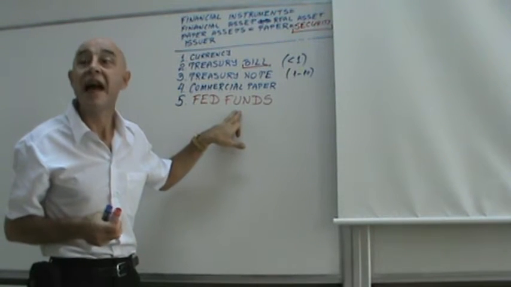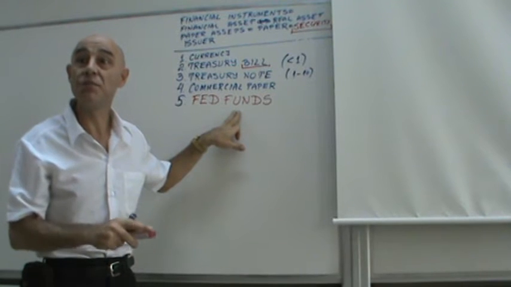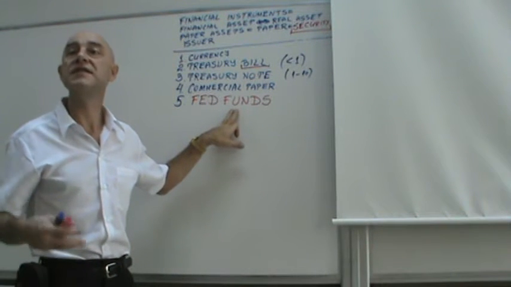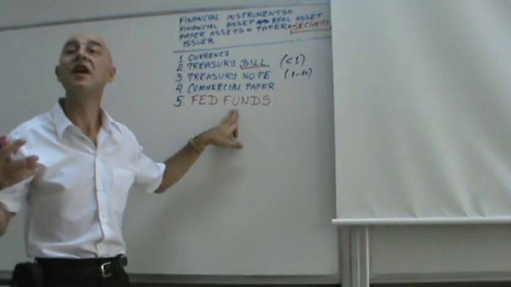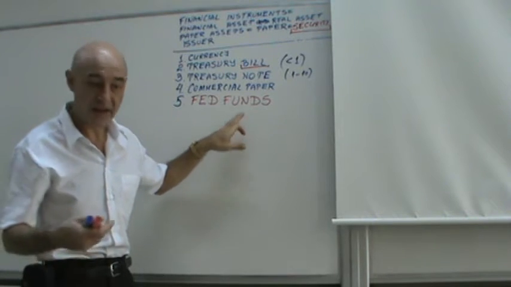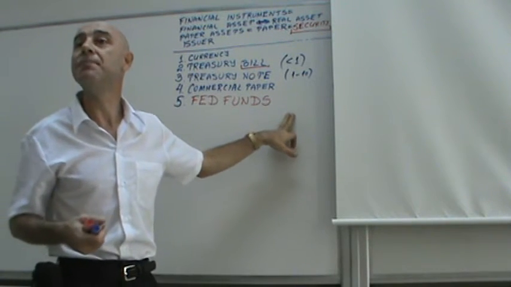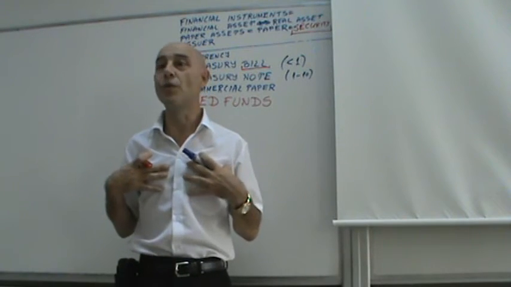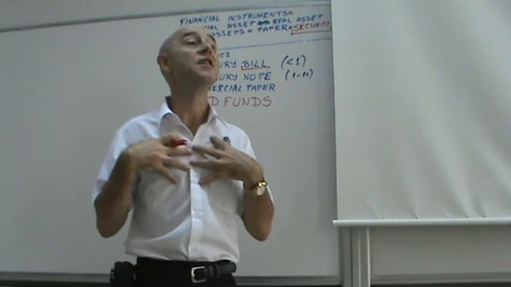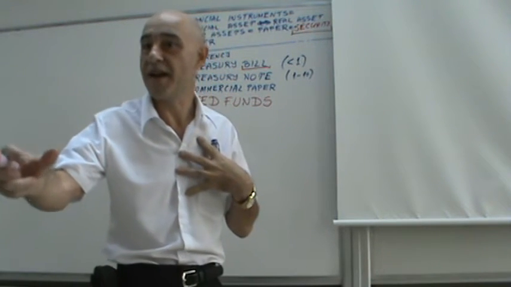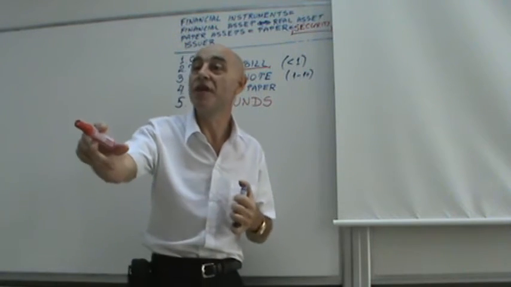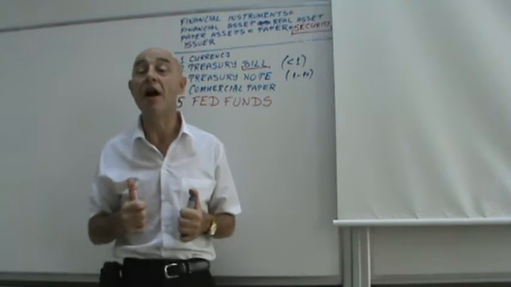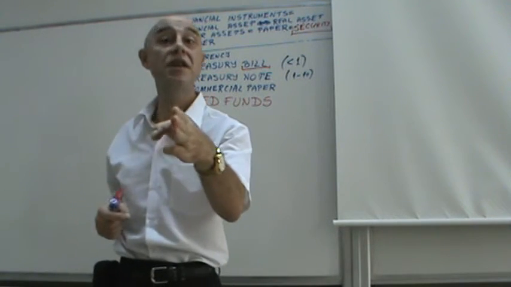Fed funds means a loan of one commercial bank to another commercial bank for the purposes of satisfying minimum reserve requirements. It is a loan of a deposit at the central bank. Let's say I am the central bank. You are commercial bank A, and you are commercial bank B. You have with me a 1 million deposit, and you have a 10 million deposit. Now, you need 3 million, and you need 3 million.